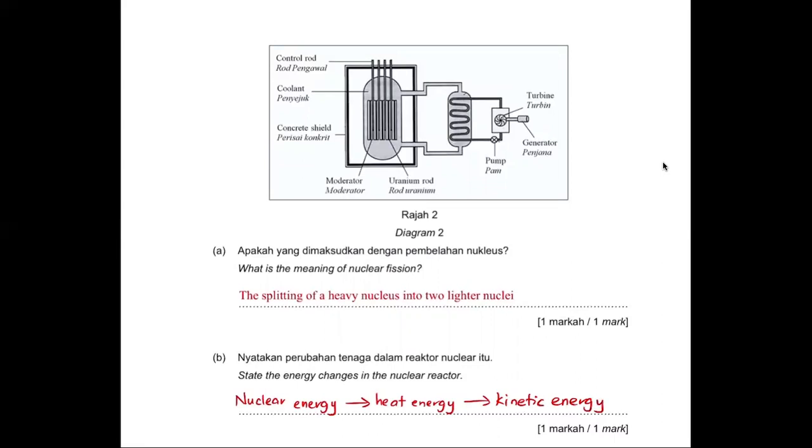And then from that kinetic energy, when the turbine is turned, it will spin, and as it spins, it will cut the magnetic field lines, and induced current will be produced. So that induced current will go to the generator, and it will turn into electrical energy. Lastly, it will be converted into electrical energy from the induced current.